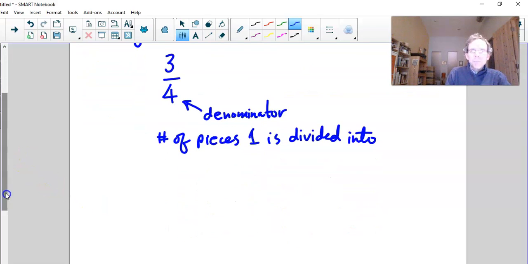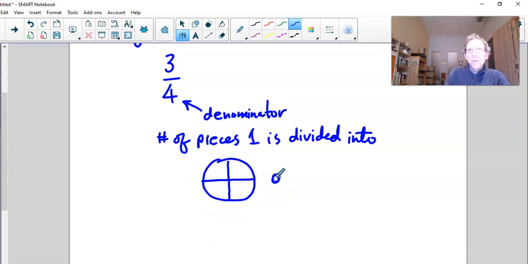So we might use a pizza pie or something, a pumpkin pie, to show that. Here's a pie divided into 4 equal pieces. Or we could use a number line representation. So starting at 0 up to 1, and we're going to divide this line segment here into 4 equal pieces.